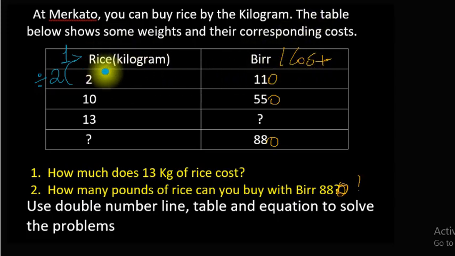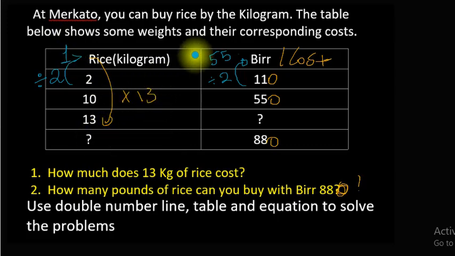Since I'm working with equivalent ratios, I should do the same thing here. When I divide this by 2, I have 55 birr. Therefore, 1 kilogram of rice costs 55 birr. According to the question, 13 kilograms cost how much? To get to 13 you have to multiply by 13.